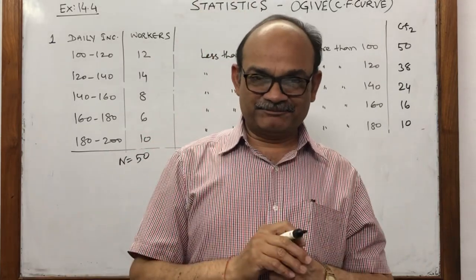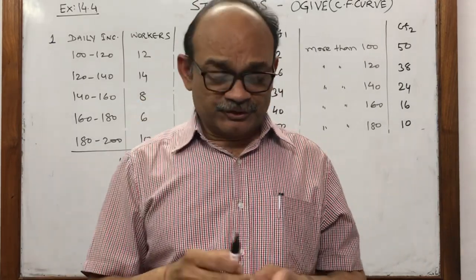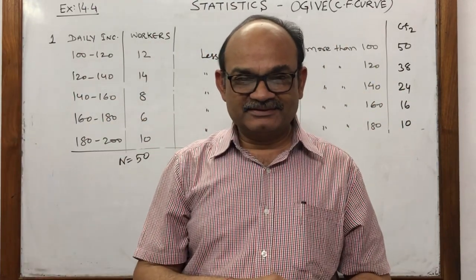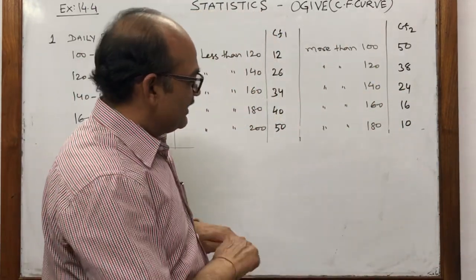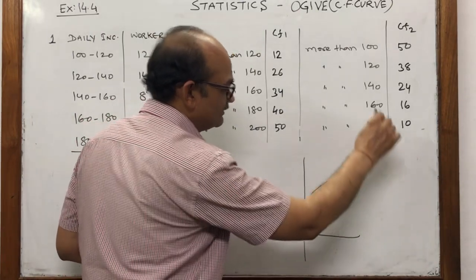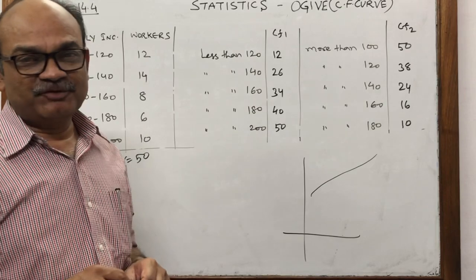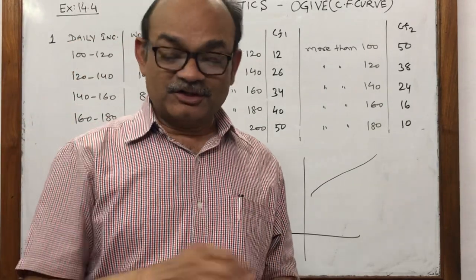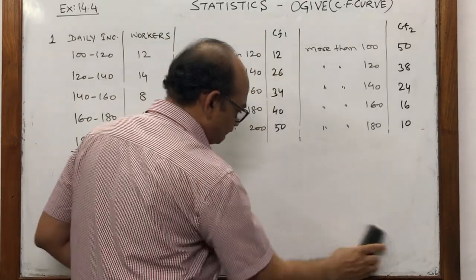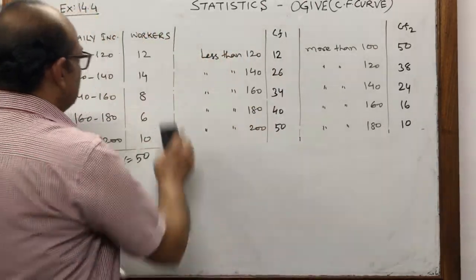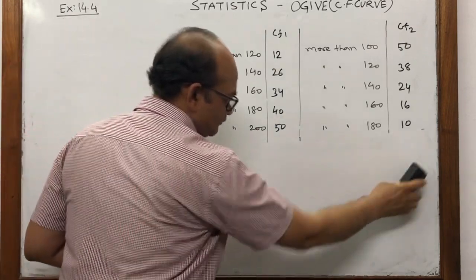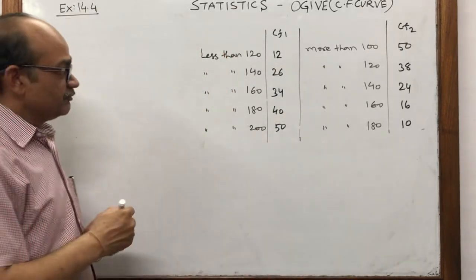This is the most important part. Now how do we draw the curve? You have seen so many missiles and fighter planes moving in a particular curve. Sometimes it looks like white smoke. These types of curves are said to be CF curves. Now how to draw the curves? Very important. First we want to draw the first curve, that is the less than curve.